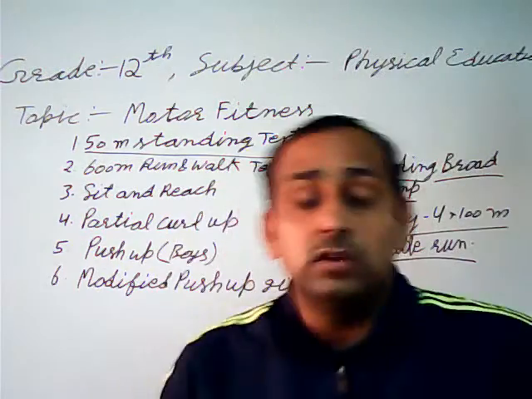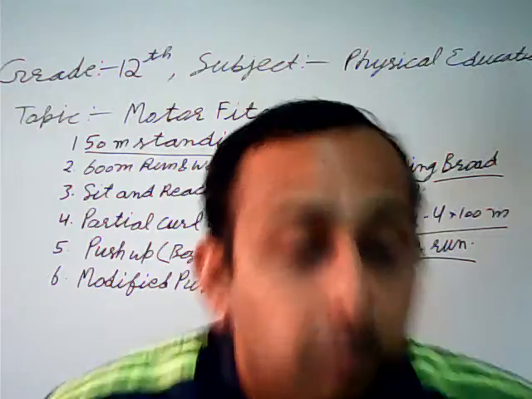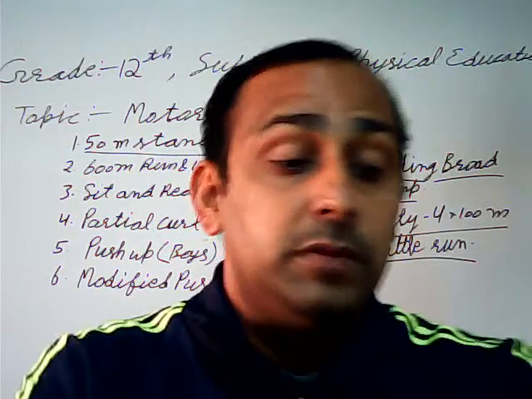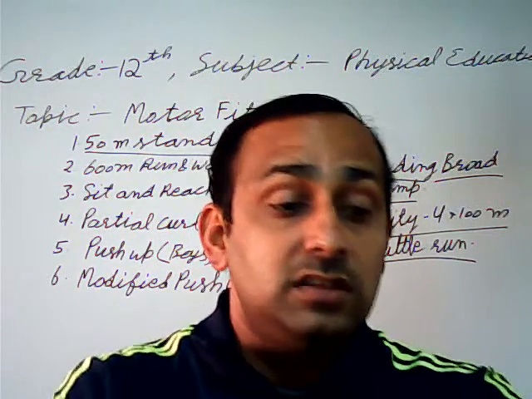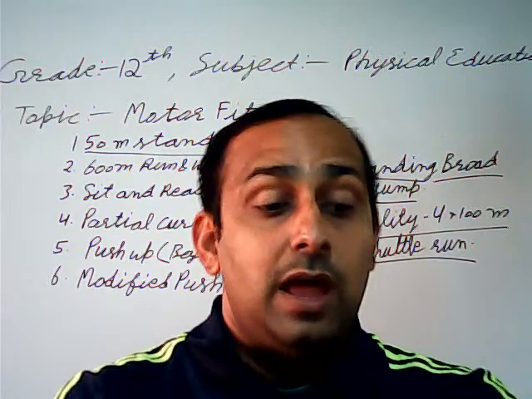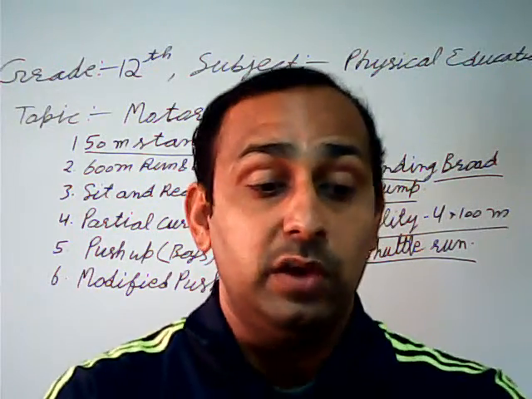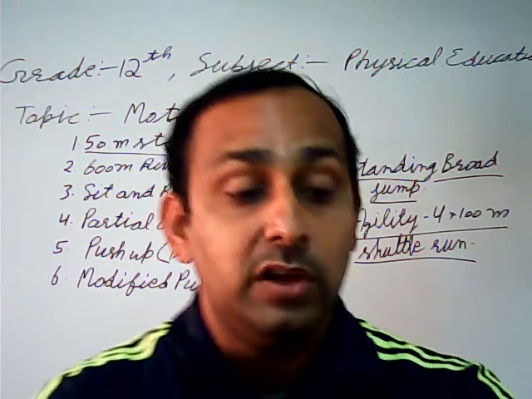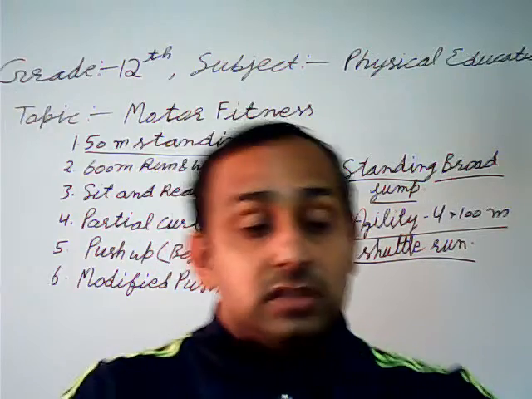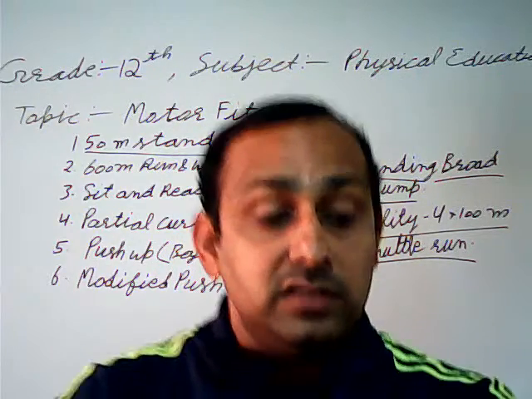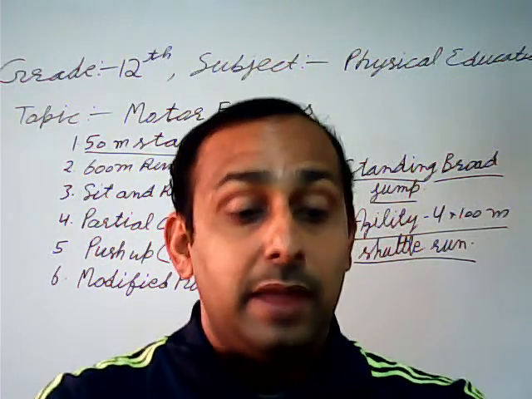Okay, dear. So the fourth test is the partial curl-up test. The main purpose of this test is to measure abdominal strength and endurance. The main equipment is a flat surface and a mat.